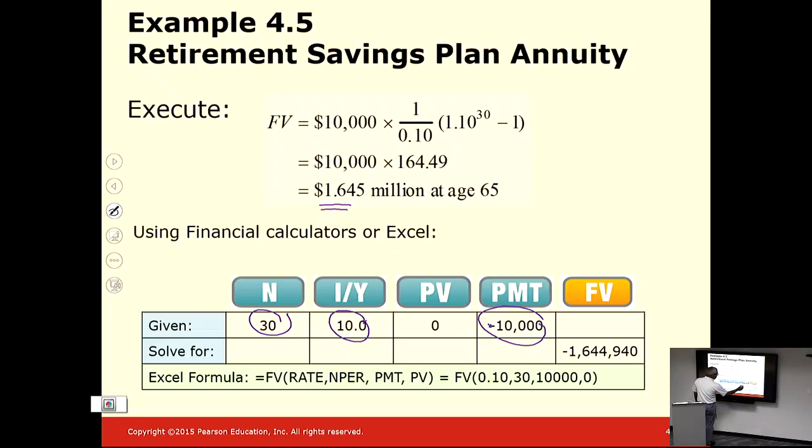You don't need to enter this as a negative. You can enter payment just as a positive value. The future value would be 1.645 million.